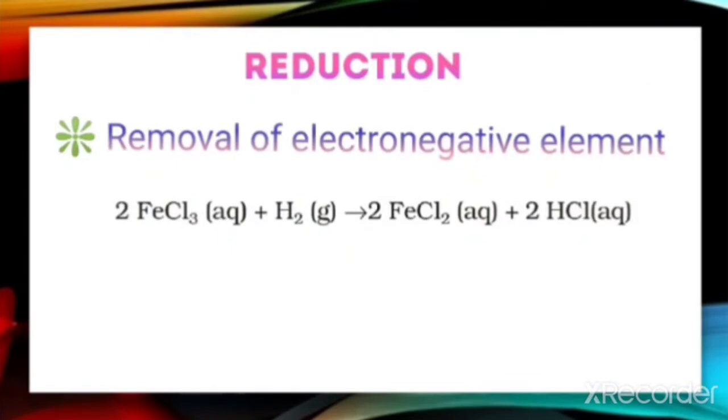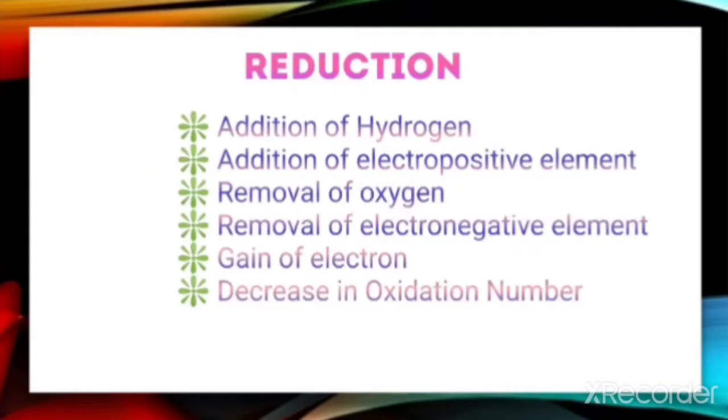When we write all the definitions together, we have learned the definition for reduction as addition of hydrogen is called reduction. Addition of electropositive element is called reduction. Reduction can also be defined as removal of oxygen or removal of electronegative element. The other two important definitions for reduction are that gain of electron is called reduction, or the decrease in the oxidation number is called reduction. These two definitions we will discuss in further videos.